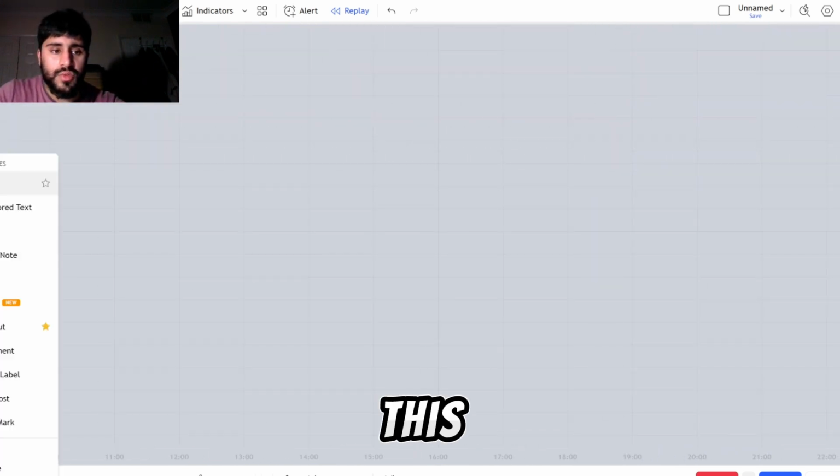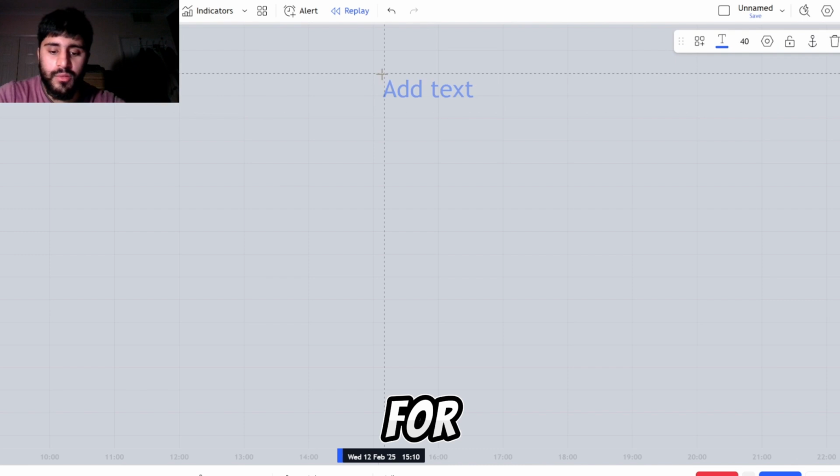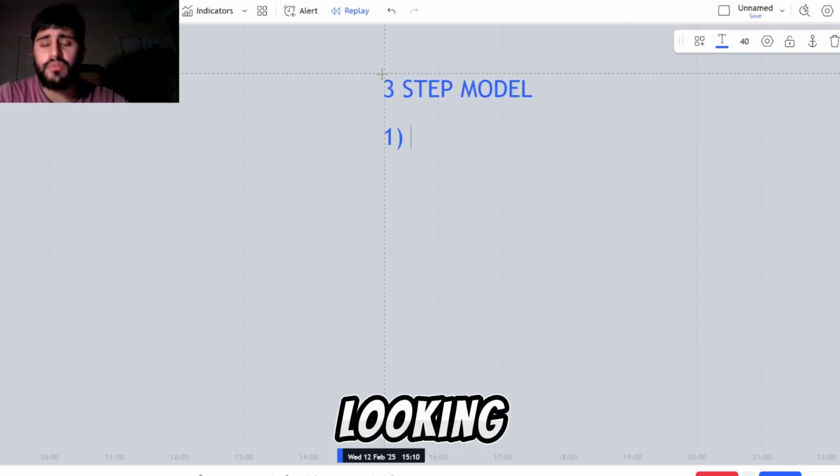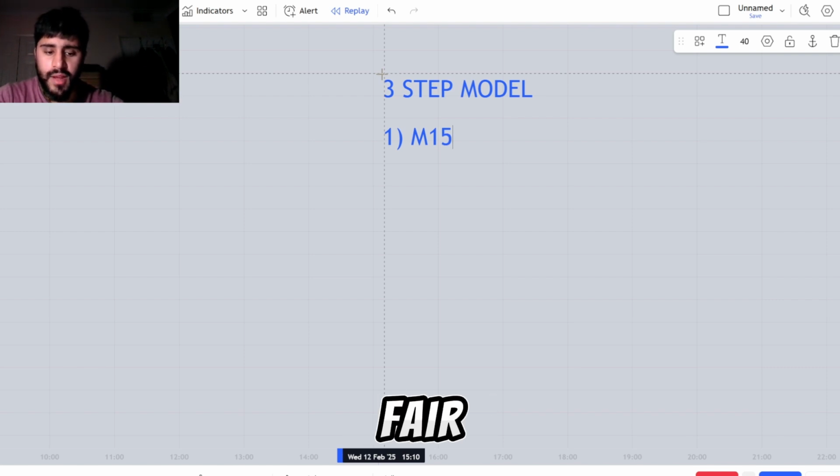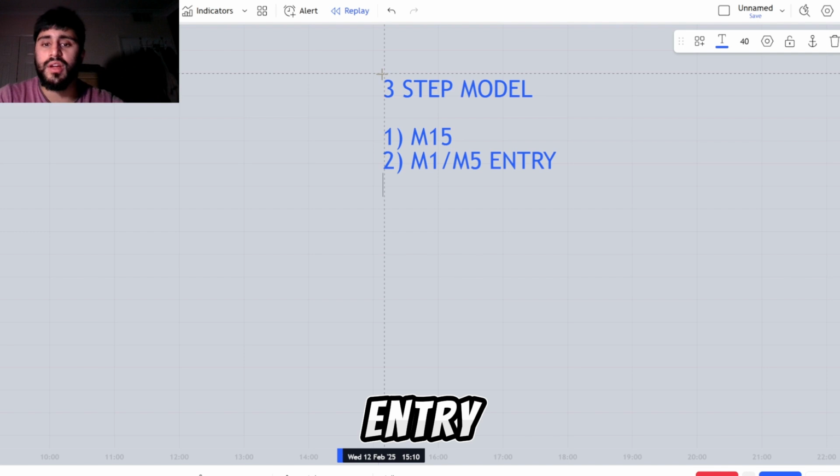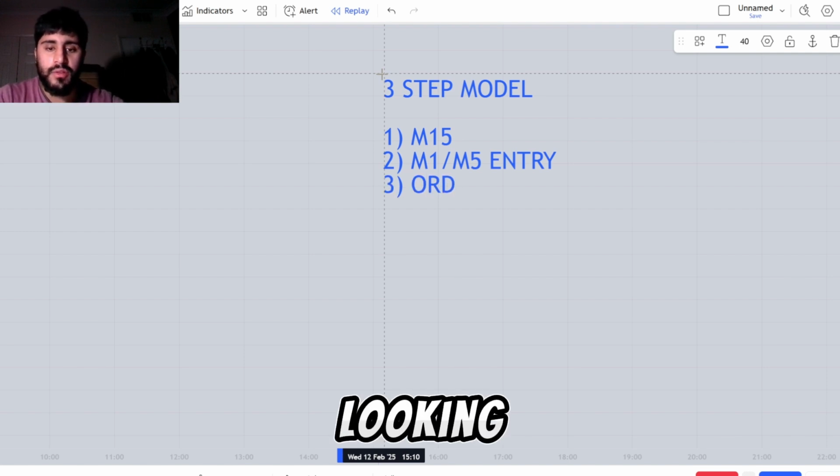Let's quickly go over this 3-step model. What you're looking for in the 3-step model is very simple. You are looking for a 15-minute fair value gap. You are looking for a 1-minute, or you can use a 5-minute, for entry. I prefer the 1-minute. And you're looking for order flow.